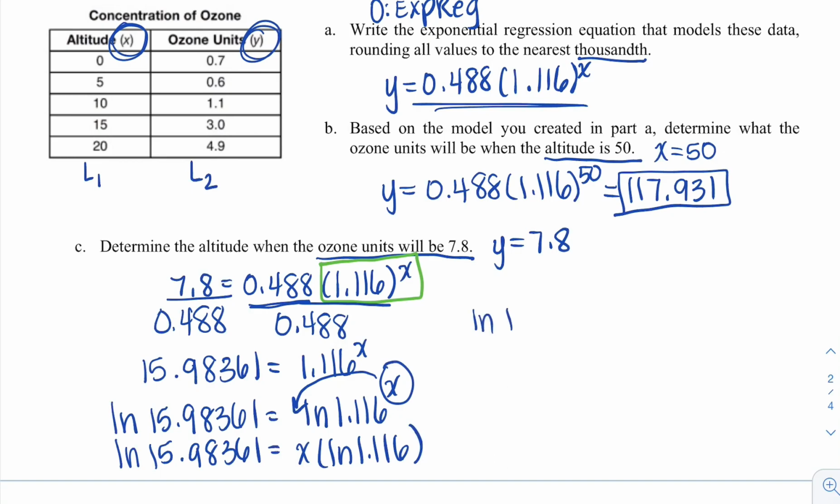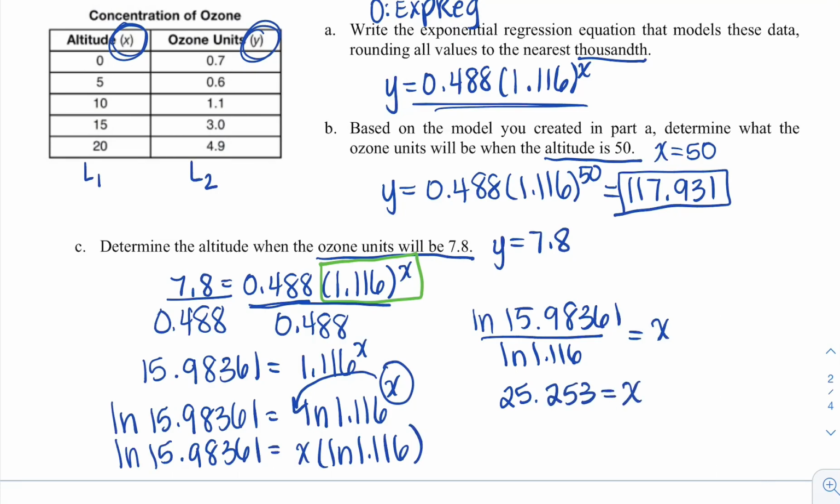So I'll end up taking ln of 15.98361, dividing it by ln of 1.116. And in this case, like I said, since it doesn't specify, we'll keep 3 decimal places. We'll find out that x comes out to be 25.253. There were no units given in this particular problem, but obviously watch out for units if that's given. And what that means is that for the ozone units to be 7.8, the altitude had to be 25.253.